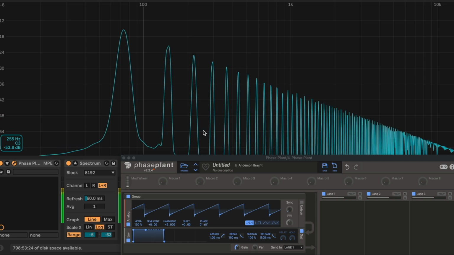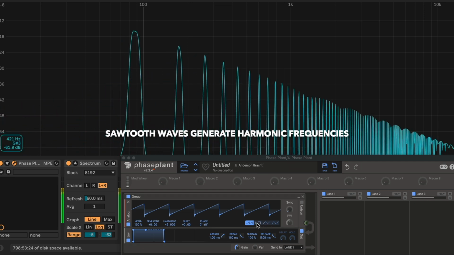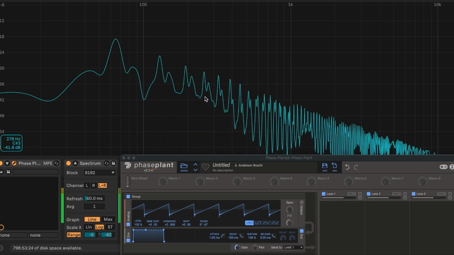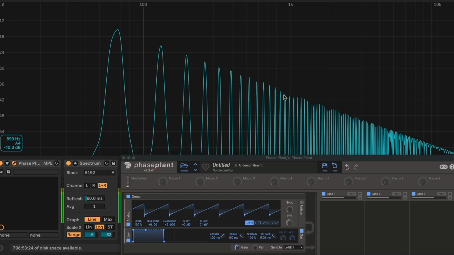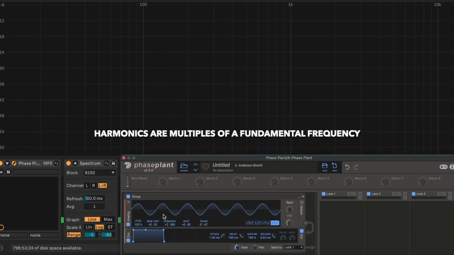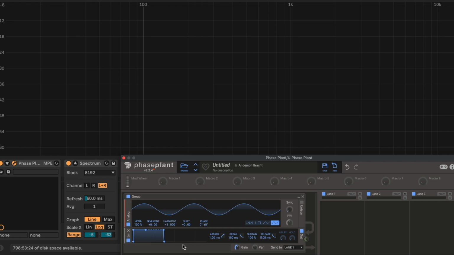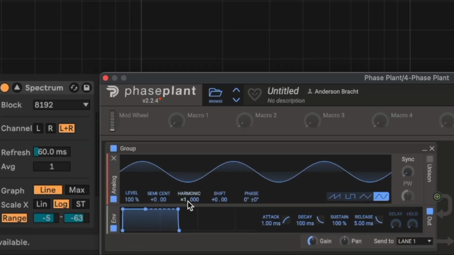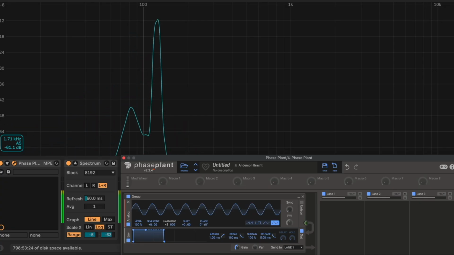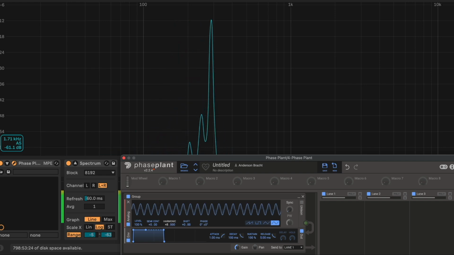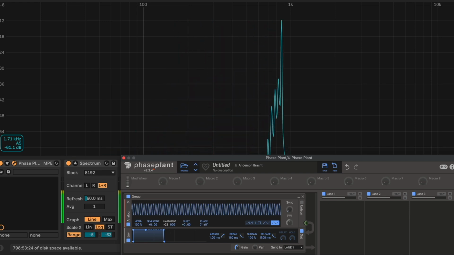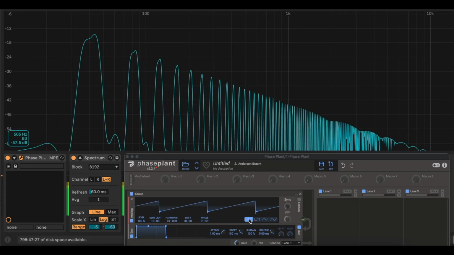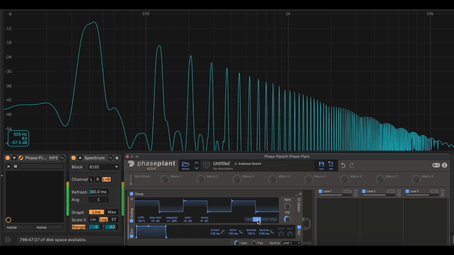The frequencies a sawtooth wave generates are called harmonic frequencies. You can see that the amplitudes of these frequencies descend in loudness in a linear way. Harmonics are multiples of a fundamental frequency. To determine the harmonics of a frequency, we multiply a fundamental frequency by a number, 1 times, 2 times, 3 times the frequency, 4 times, and so on. I will speak on the details of harmonics a little later in this video when I cover this oscillator's tuning controls. Let's compare a sawtooth waveform's harmonics to the harmonics a square waveform will generate.